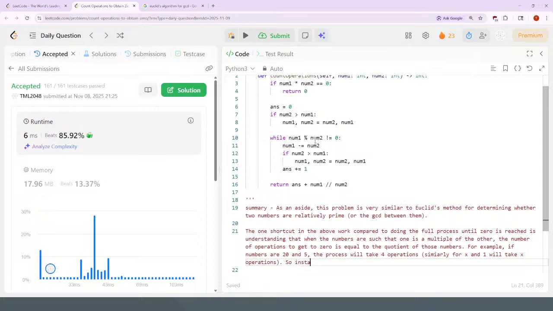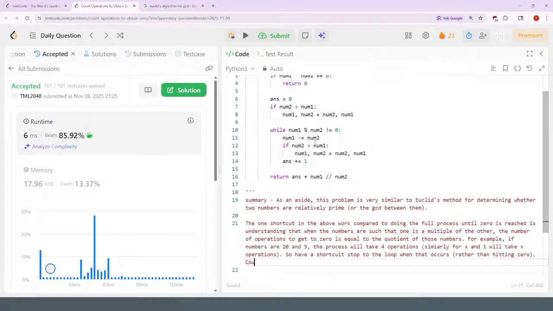So instead of going the full way, have a short circuit to stop the loop when that occurs rather than hitting 0, which is the default. Count the operations appropriately and return.